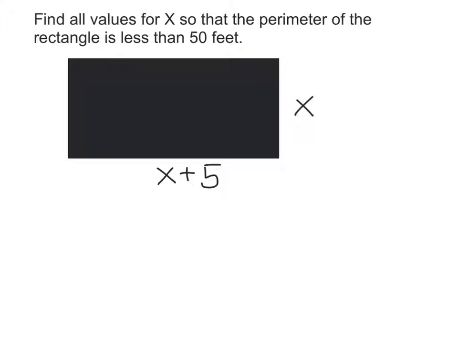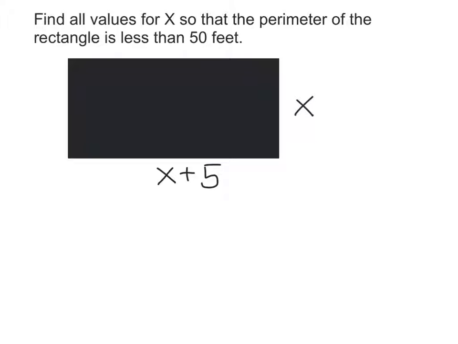Alright, one last inequality here is a word problem. Find all values for x so that the perimeter of the rectangle is less than 50 feet. So we have a rectangle here. One side is x, the other is x plus 5. It's talking about perimeter, and wants the perimeter to be less than 50 feet. Notice we're going to have a less than in there somewhere.